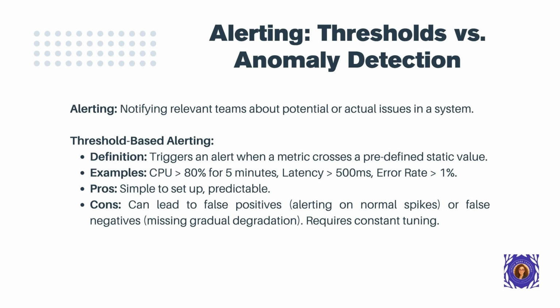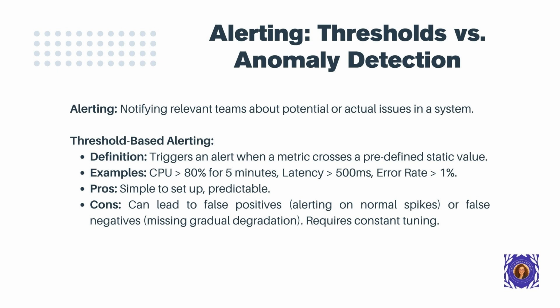For example, alert me if CPU usage exceeds 80% for more than 5 minutes. This approach is straightforward and predictable, which is why it's still widely used. But here's the problem with pure threshold-based alerting.